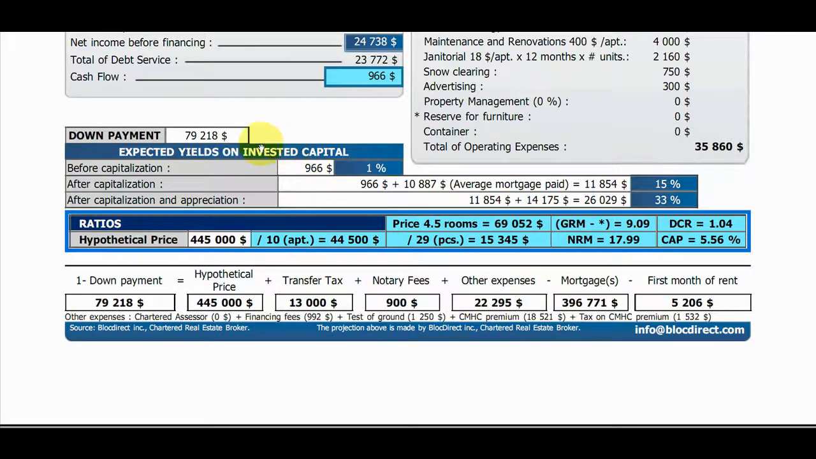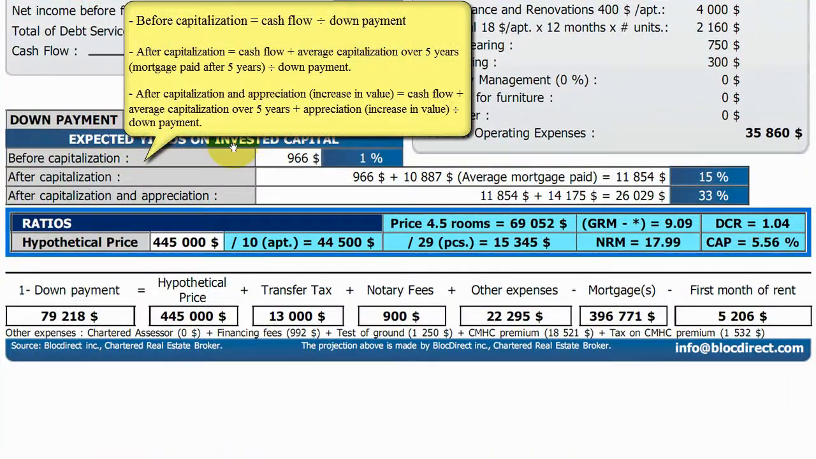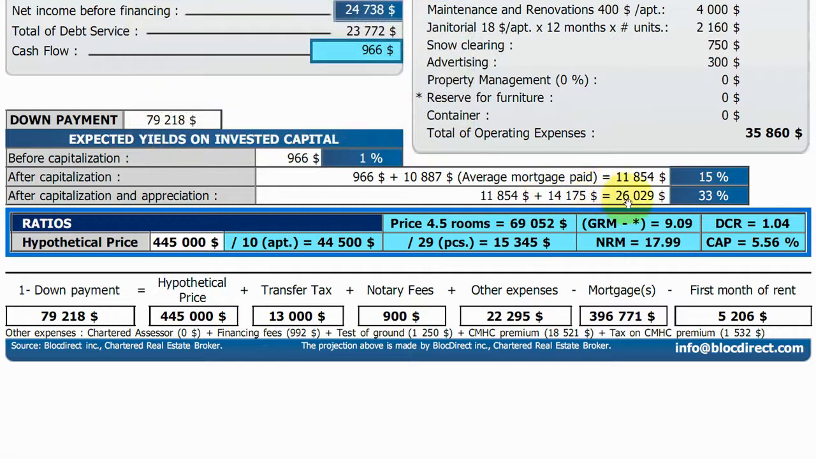12. Yield on invested capital. Before capitalization equals cash flow divided by down payment. After capitalization equals cash flow plus average capitalization over 5 years, mortgage paid after 5 years, divided by down payment. After capitalization and appreciation, increase in value, equals cash flow plus average capitalization over 5 years plus appreciation, increase in value, divided by down payment.